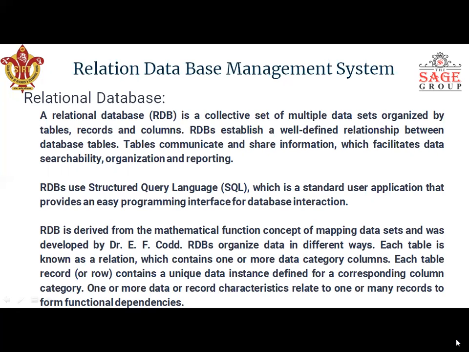Each table is known as a relation, meaning in a relational database, a table which has a number of rows and a number of columns is also considered a relation, which contains one or more data category columns. Each table contains a unique data instance defined for the corresponding column category. One or more data or record characteristics relate to one or more records to form functional dependency.